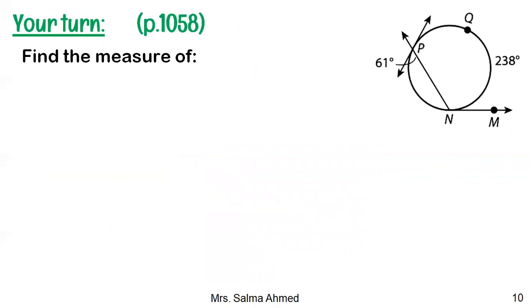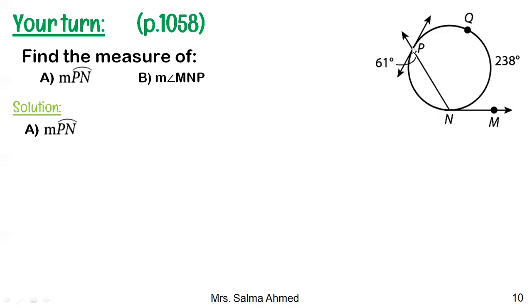Another example, your turn 1058. Find the measure of arc PN and the measure of angle MNP. So I need to find these two unknowns. I need to find this arc PN, and I need to find MNP, the obtuse angle here. Let's start with the measure of arc PN.